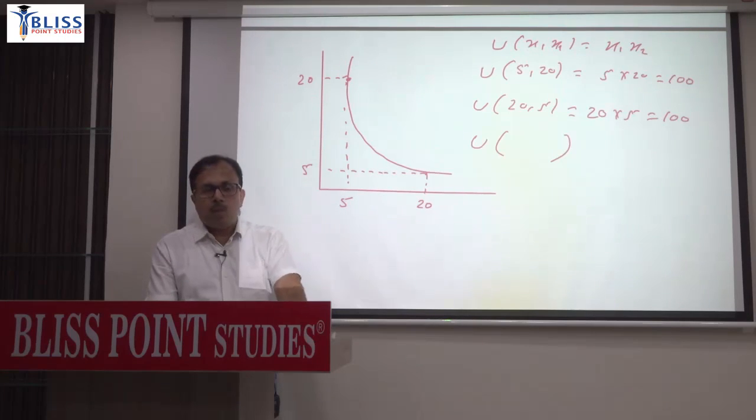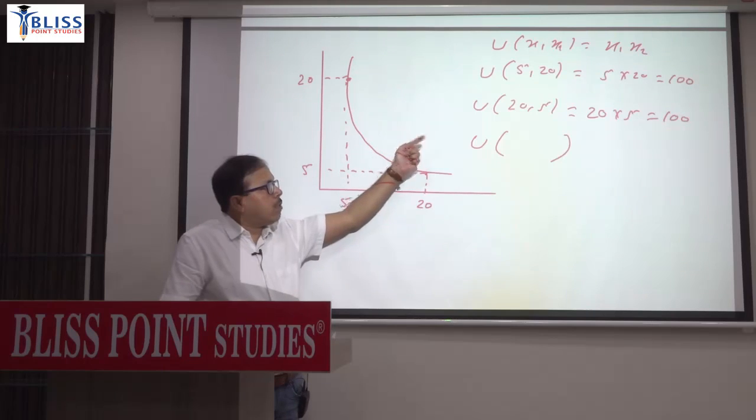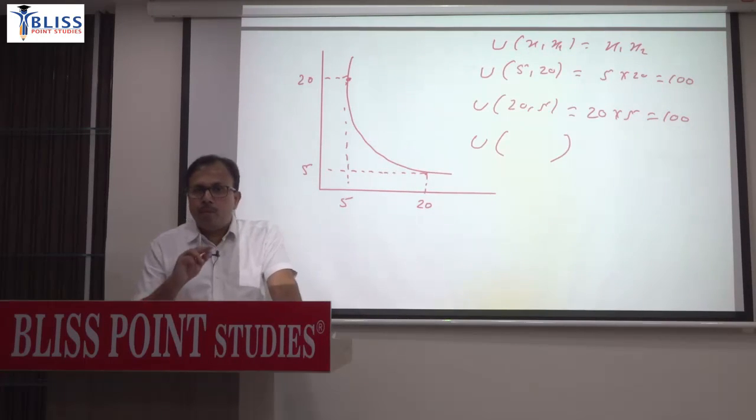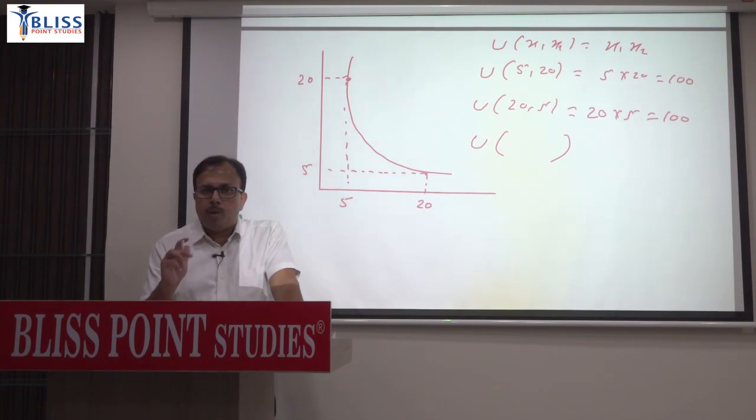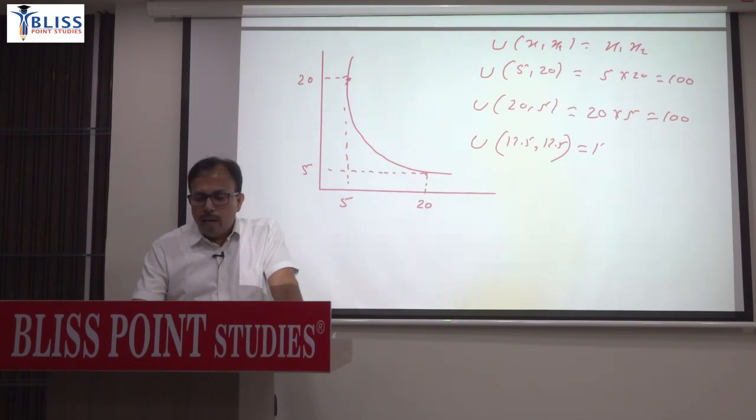Now what will be the average of these two bundles? इन दोनों का एवरेज कैलकुलेट कर रहे हैं, तो एवरेज का मतलब हो गया फर्स्ट बंडल में 5 यूनिट ऑफ गुड 1 है, सेकंड बंडल में 20 यूनिट ऑफ गुड 1 है, so average of these two will be 20 plus 5 upon 2, so that will be 12.5 and this will also be 12.5. But what will be the utility of that bundle? It will be 12.5 into 12.5, but that utility will be more than 100. That means utility from average is greater than utility from extreme.